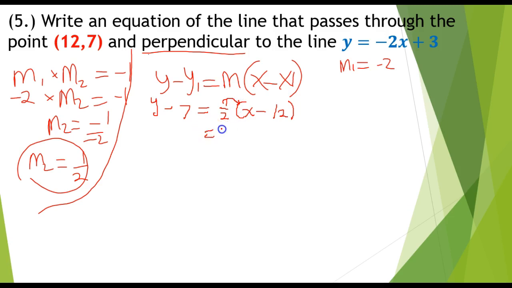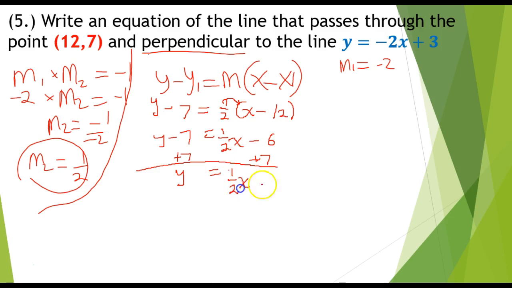So this is 1/2 x minus 1/2 of 12, and 1/2 of 12 is 6. And on the left side, we still have y minus 7. Now we can add 7 to both sides. So negative 6 plus 7, we have 1/2 x plus 1. And this is the equation of the other line.